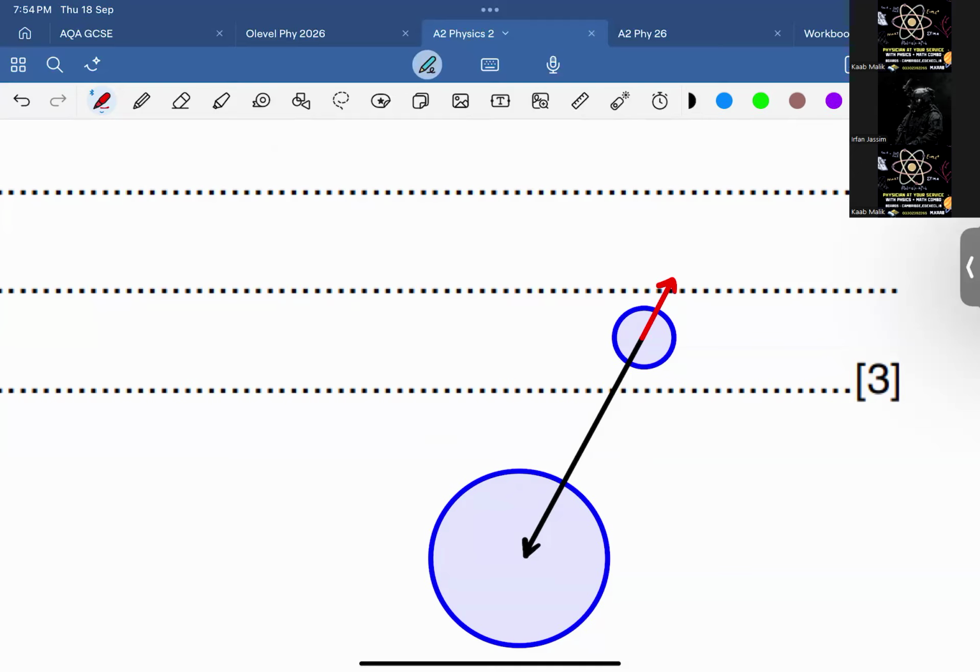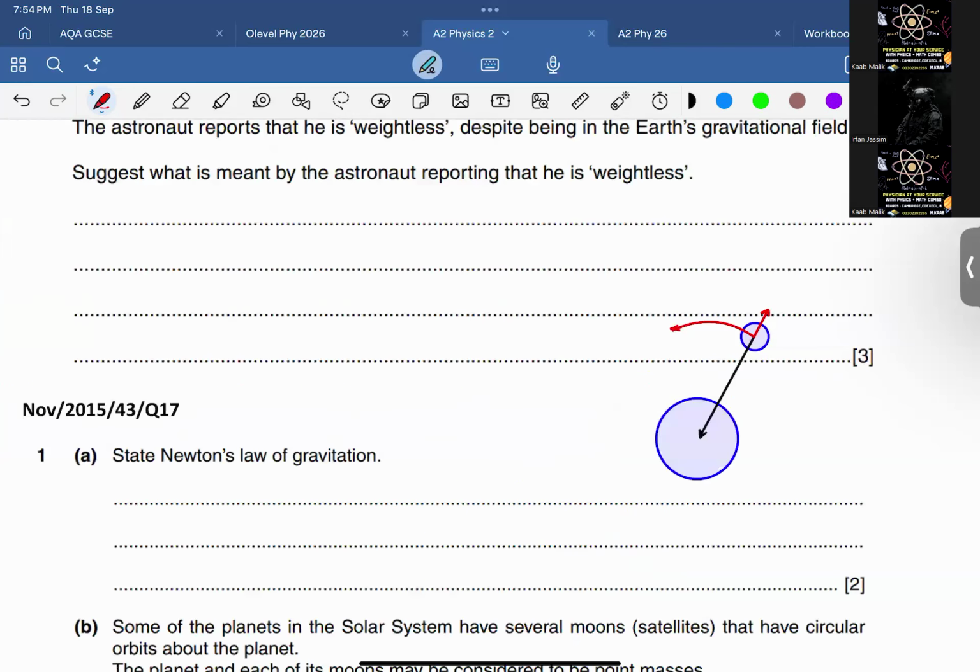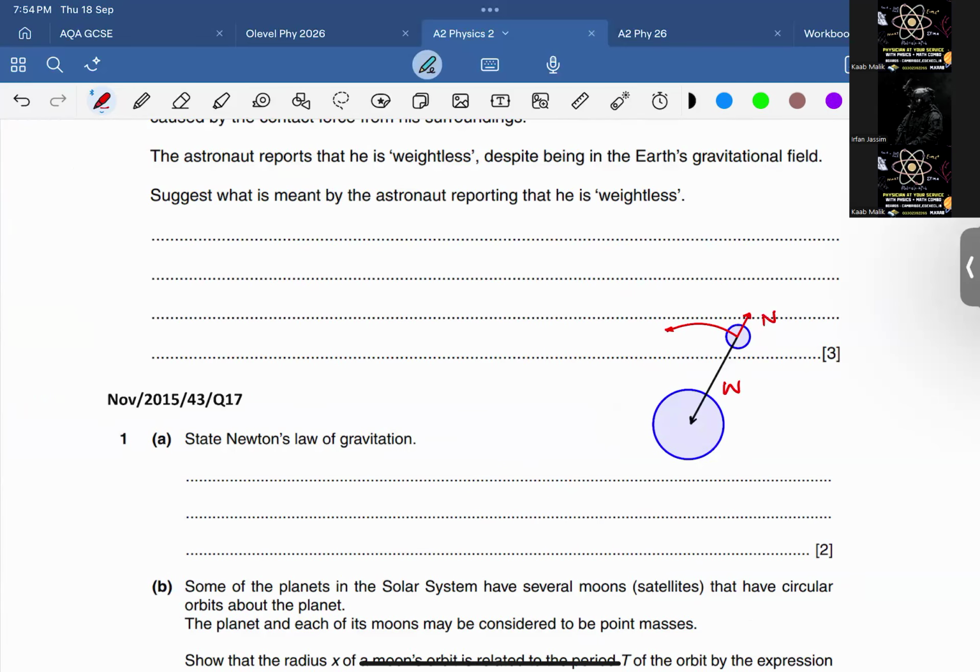Look, this satellite is performing circular motion, right? This is the weight, this is the normal reaction force, and that is the centripetal force, FC. We know that weight is basically providing the centripetal force. The weight minus the contact force is equal to ma, or mv squared over r, or you can just say FC. So if these two values become equal, then N goes to zero, right?